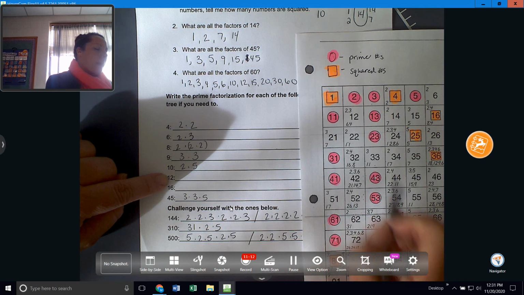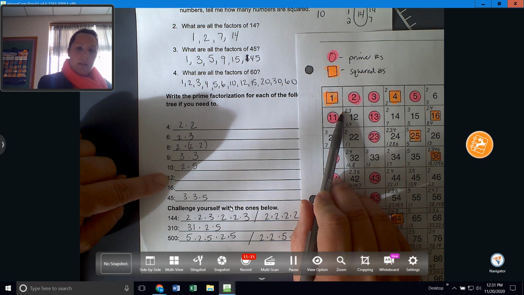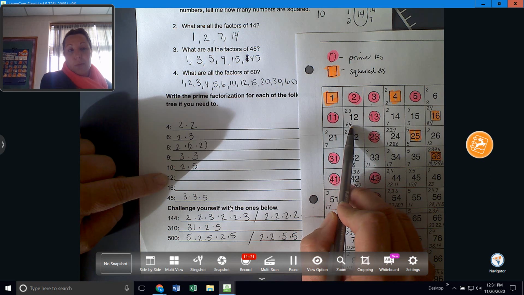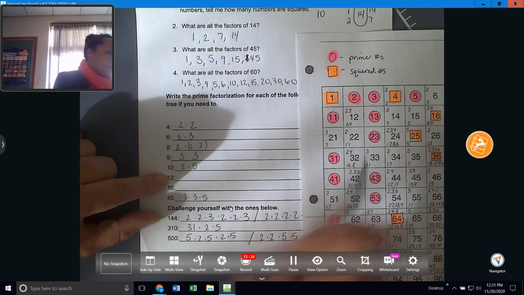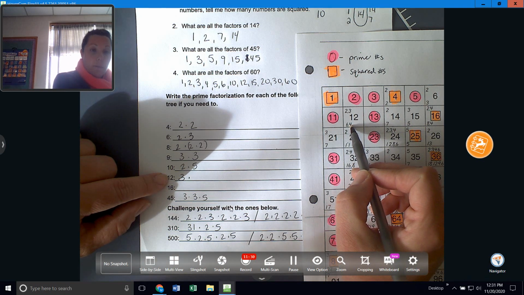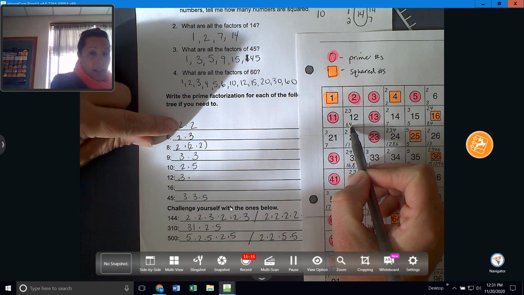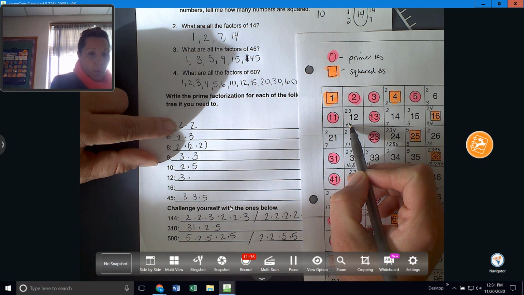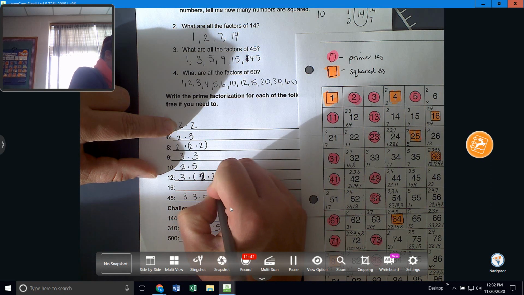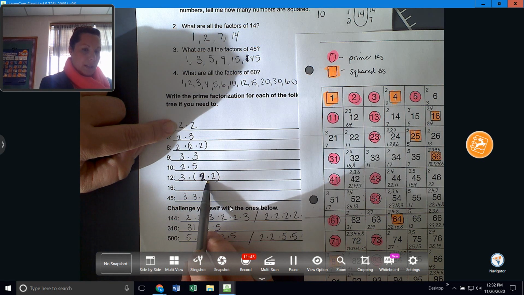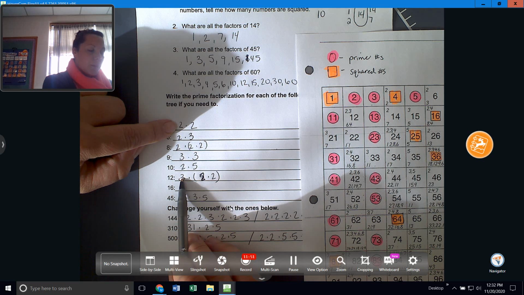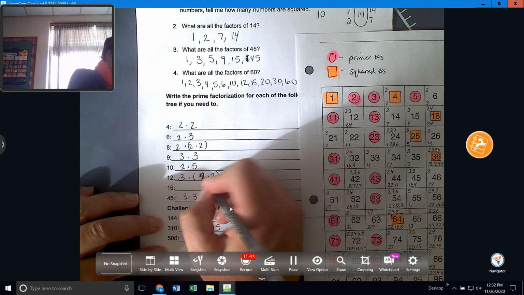12. I'm going to do 12. I can choose 2 and 6 as my factors, or 3 and 4. I'm going to do 3 and 4 just because I like it. So 3 times, but I can't write 4 because 4 is not prime. But what I can do is write what I have up here for 4. So I'm going to just put in parentheses 4, just so you visually see it. 2 times 2 is 4. 4 times 3 is 12. Okay, this is a 2.